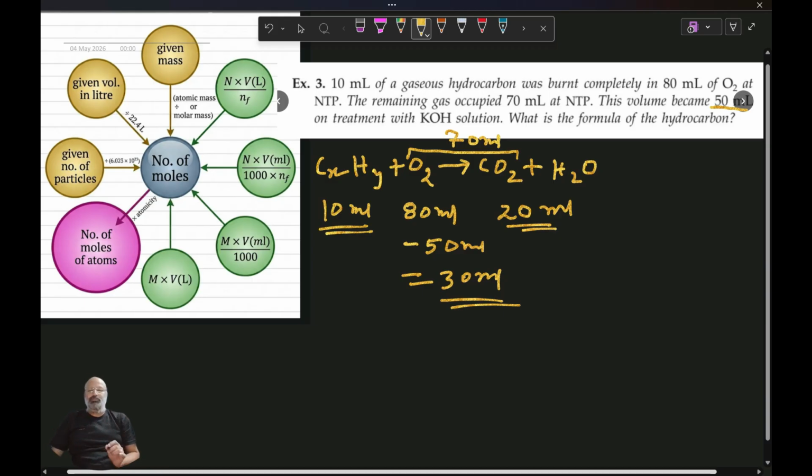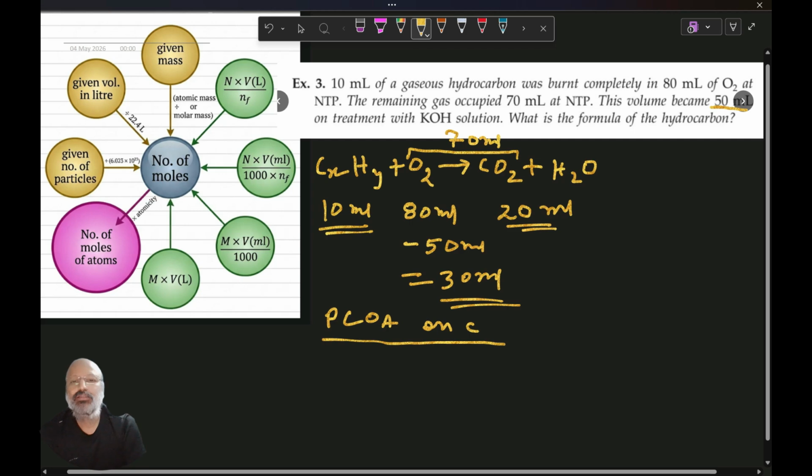Now I'll be applying the principle of conservation of atoms on carbon. If we apply it, then we'll find x into moles of CxHy. In that case, we can write 10 divided by 22.4 liter. Since it is in ml, it will be 22400. Although later on you will find there is no point in writing this. I'm just showing it because it's the first time you're doing it.